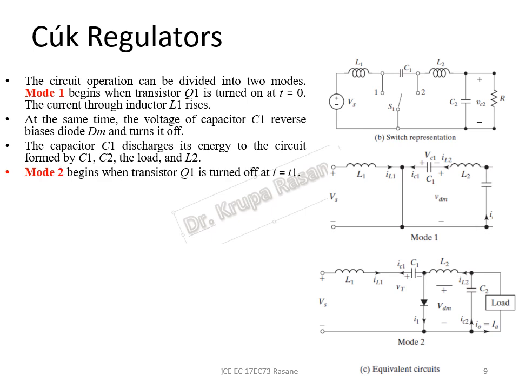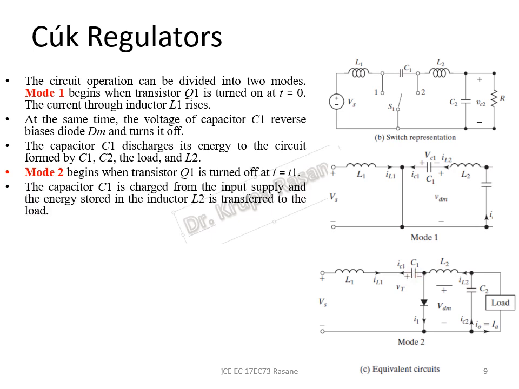So in mode 2, this is the diagram in mode 2. It begins when the transistor is turned off. So now the transistor is turned off at t equal to T1 and the diode gets forward biased. The capacitor C1, which is discharged from the input, now gets connected to the supply. Because your transistor now is open, this path gets opened and this path gets closed, so the capacitor automatically gets connected to the supply.